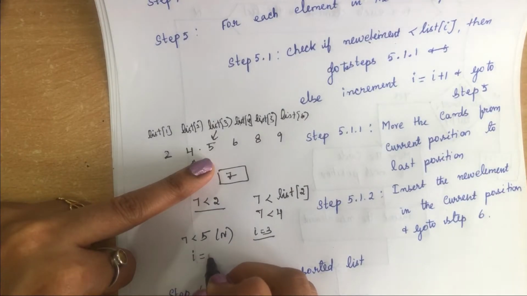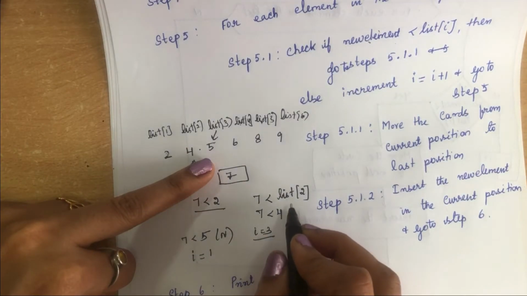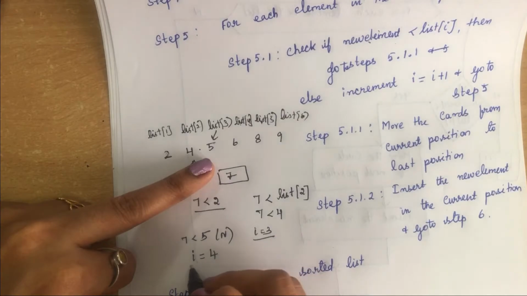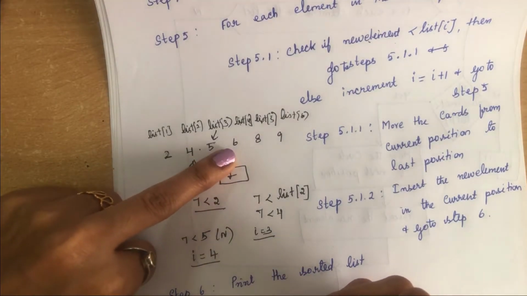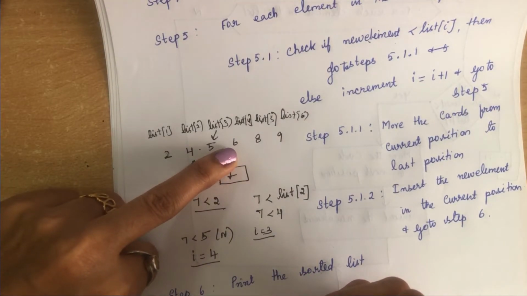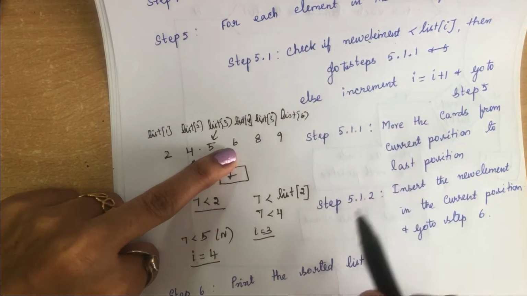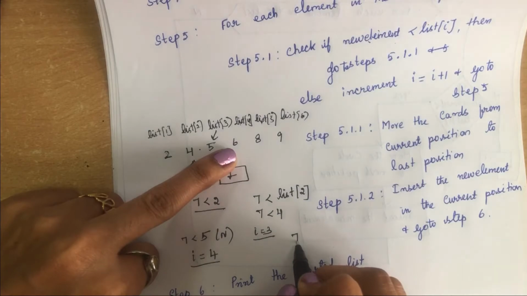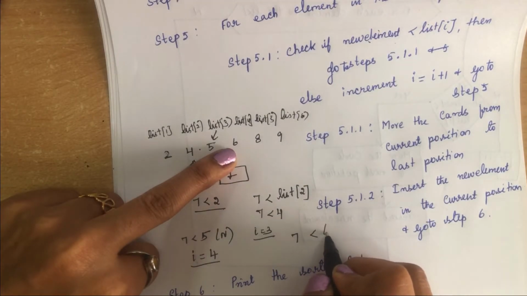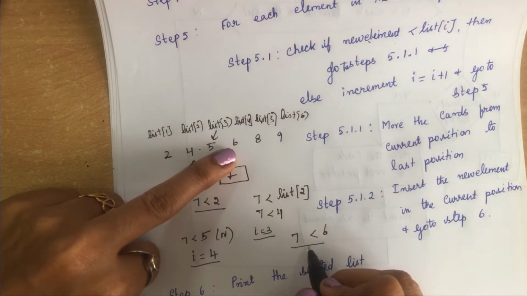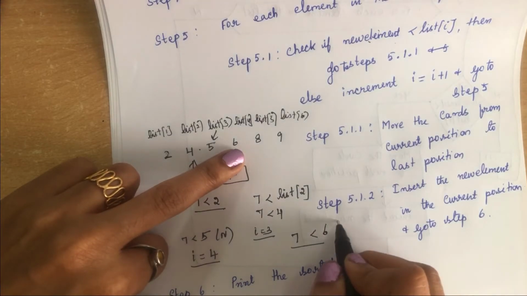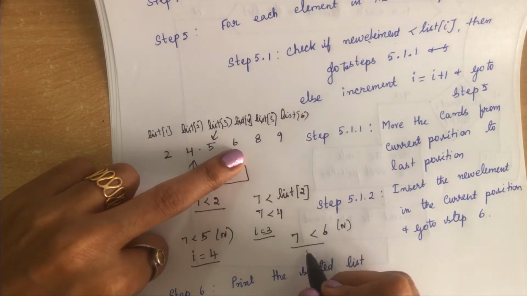Increment, I will become, this is 2, 3, now it will become 4. So now I is pointing to this particular element. Again it will check if the new element is lesser than list of 5. What is the new element? It is 7. Is 7 lesser than 6? No, again the condition is false. It will increment, so I will become 5 now.